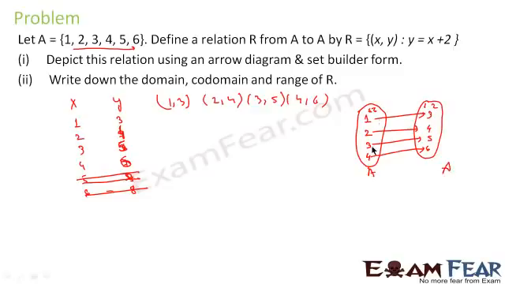A has elements 1, 2, 3, 4, 5, 6. B has elements 1, 2, 3, 5, 6. But these are orphan, these are orphan.